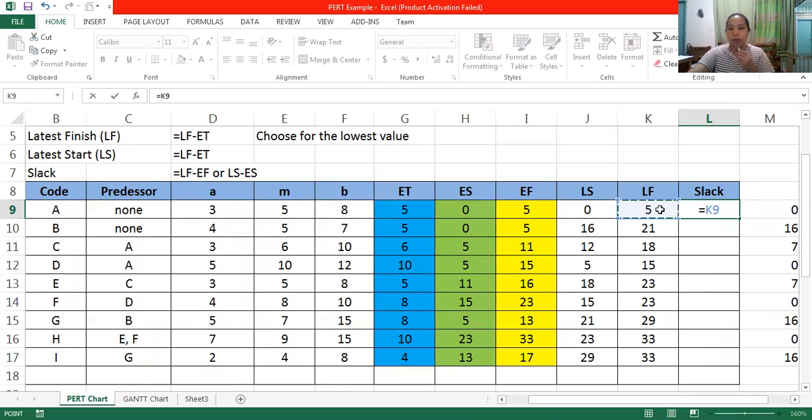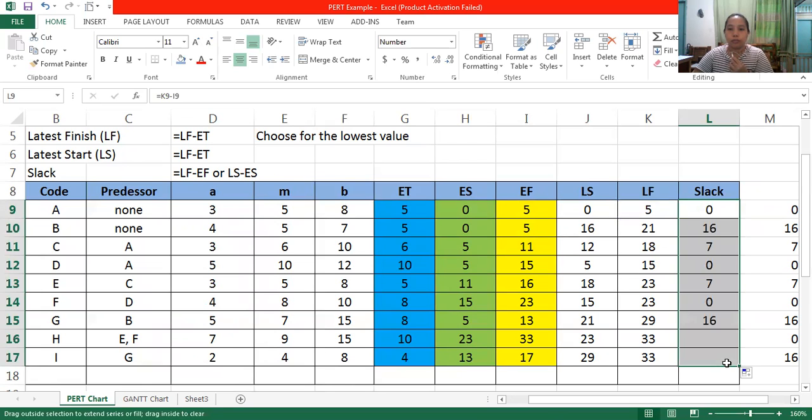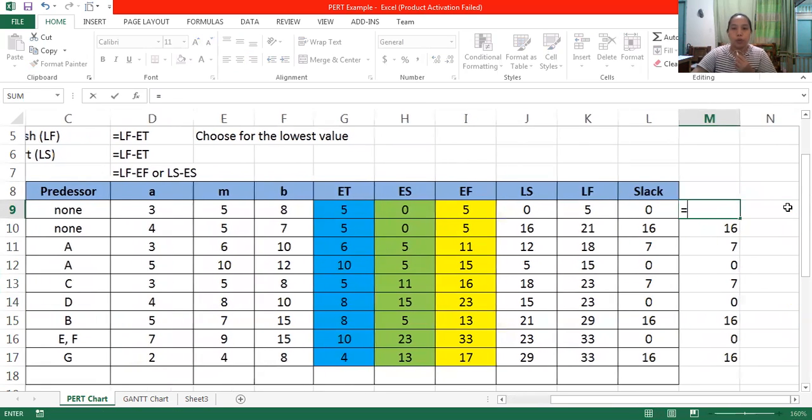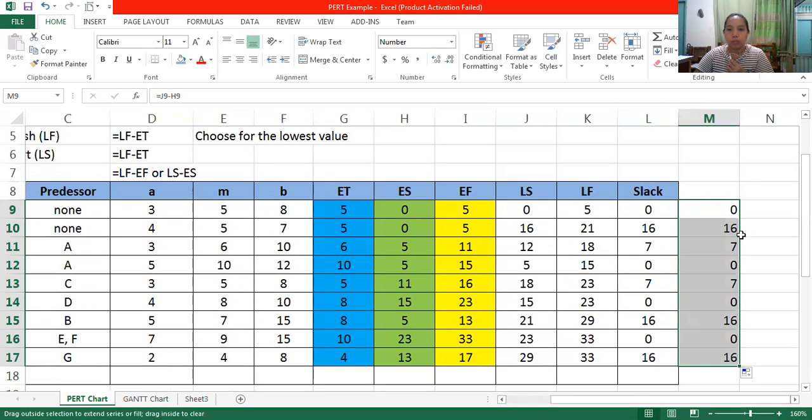So 5 minus 5 is 0. And then if you compute the other one, it should be the same. The output of the two should be the same. If they are not the same, it means your computation is incorrect.